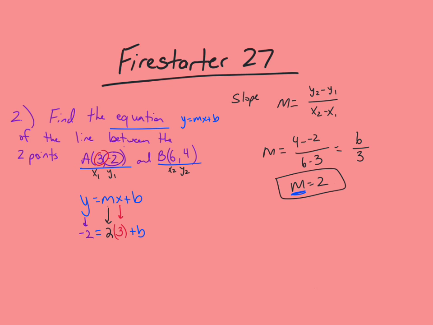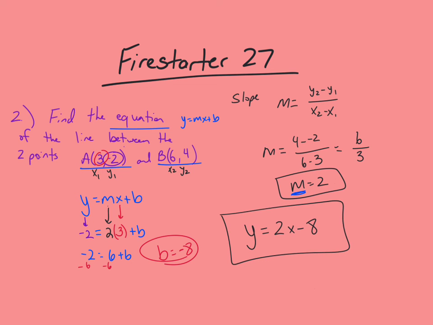So now I'm going to just solve for b. I want to get b by itself. So I have negative 2 equals 6 plus b. I have to move the 6 over from both sides. I get b equals negative 8. So now that I have a b and I have an m, my equation of the line is y equals 2x minus 8. And that's it.